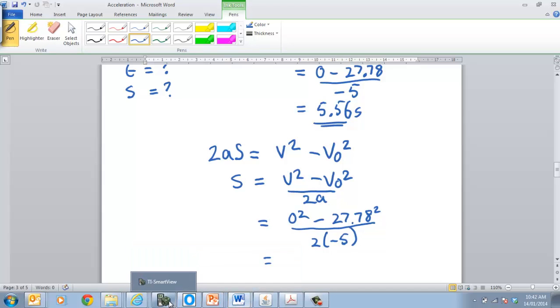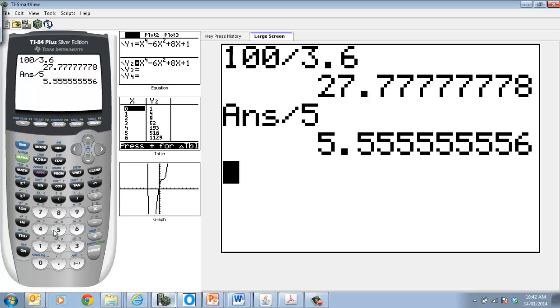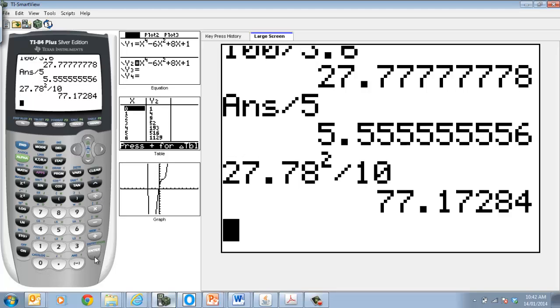Now, calculator, you can just do that one step, so not much point doing the 0. So, I know the 2 negatives are going to cancel out, so let's do 27.78 squared, and then I can just divide that by 10. So that's going to give me 77.17 metres.